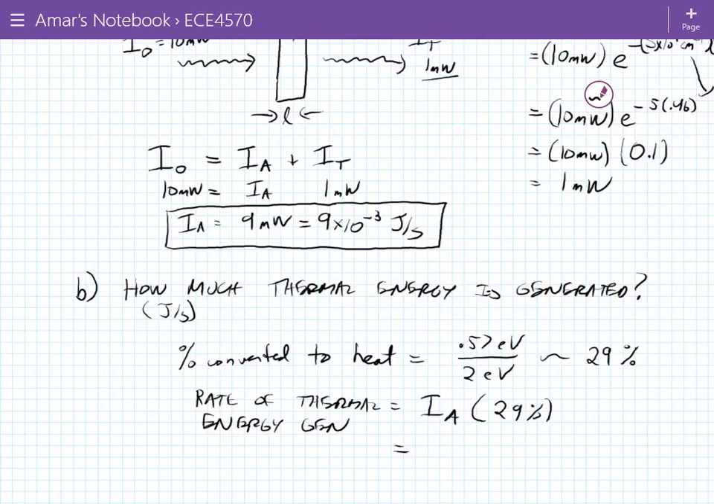Okay, and the absorbed energy was 9 milliwatts. About a third of that will be something like 2.5 to 3 milliwatts, I think. 9 times, and maybe about 2.6 milliwatts. So the rate of thermal energy generated in the material is 2.6 milliwatts.